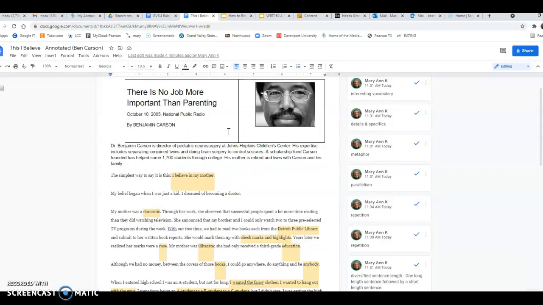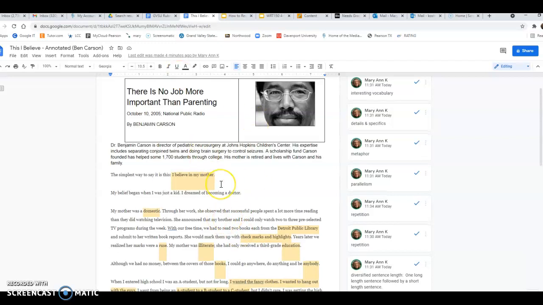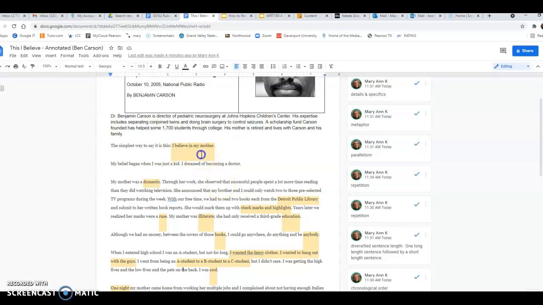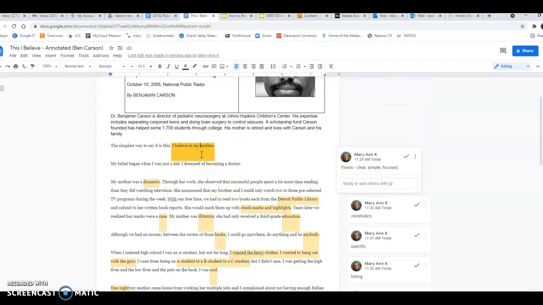Because it's a narrative essay, because it's a story that you are telling, it's got to have some figurative language in there and some really cool language moves. And so I'll point those out in Ben Carson's essay, and then I'll go through the rubric. So, anyways, Ben Carson has a solid, clear, focused thesis. I believe in my mother. Just clear, solid, and focused.